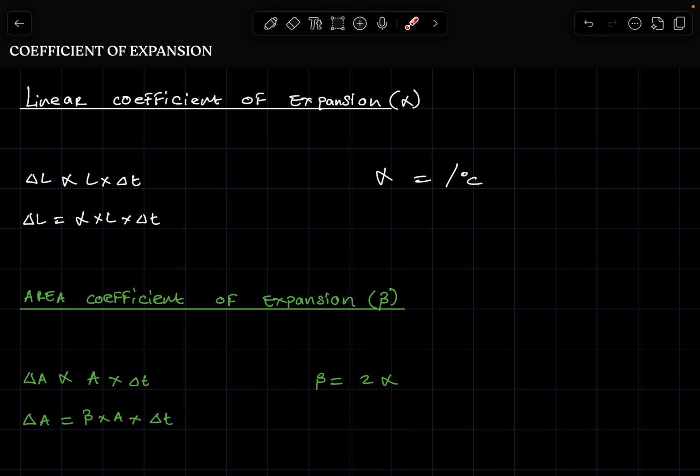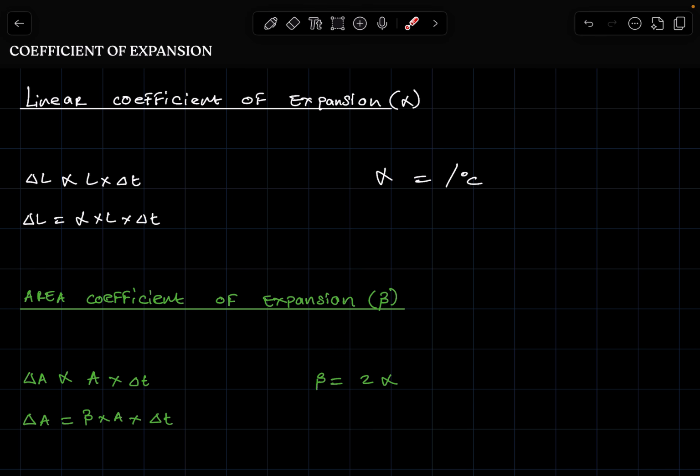Now, the constant for linear coefficient of expansion is this one. So we replace the proportionality sign with the linear coefficient of expansion, which is this symbol. Do not mind that these symbols look the same. They don't necessarily represent the same thing. Here, this symbol represents the proportionality sign. Here it represents the linear coefficient of expansion. We use the symbol known as alpha.